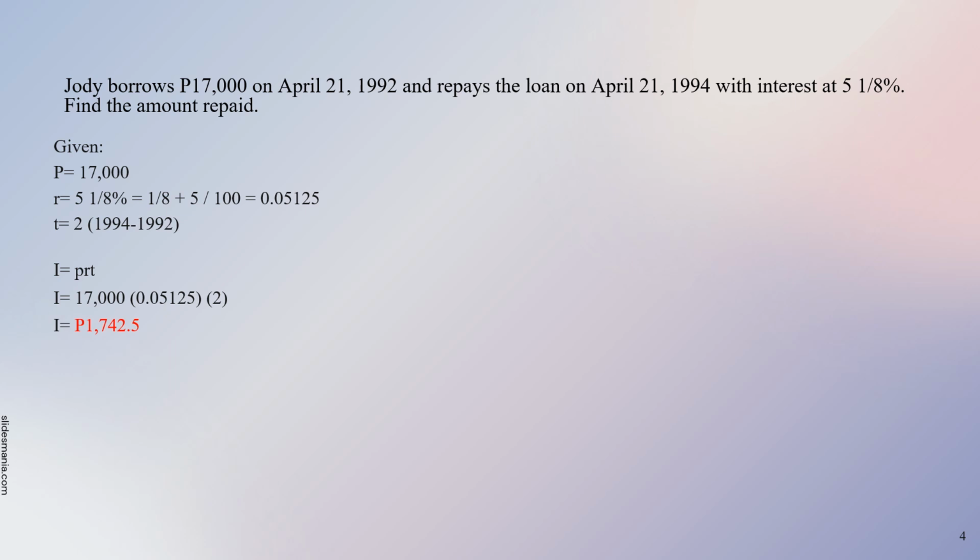And our formula for simple interest would be I equals PRT. So we just have to substitute all the amounts. So that's I equals 17,000 times 0.05125 times 2. And this is how you get the simple interest. So our simple interest would be 1,742.5 pesos. So this is now the simple interest, or the final answer.